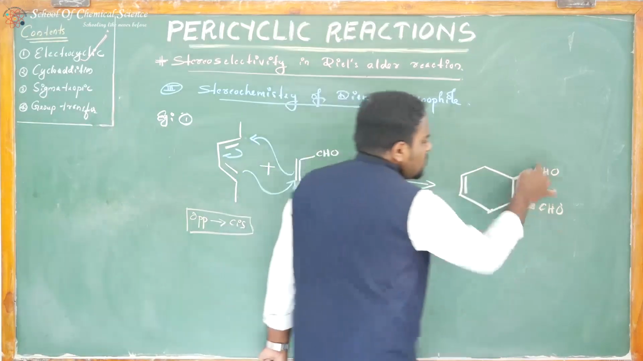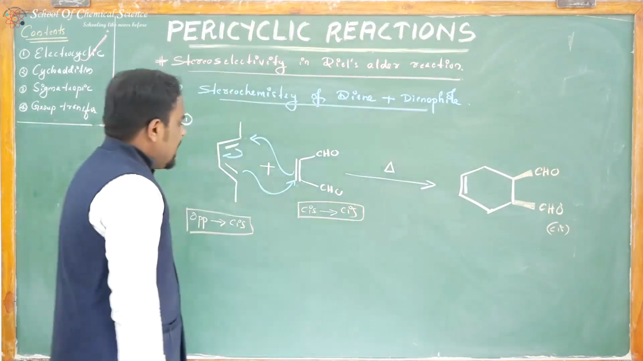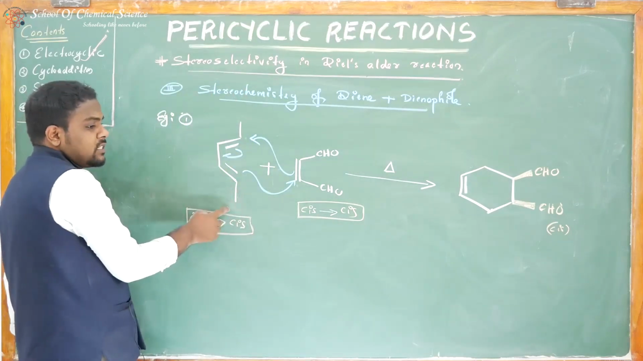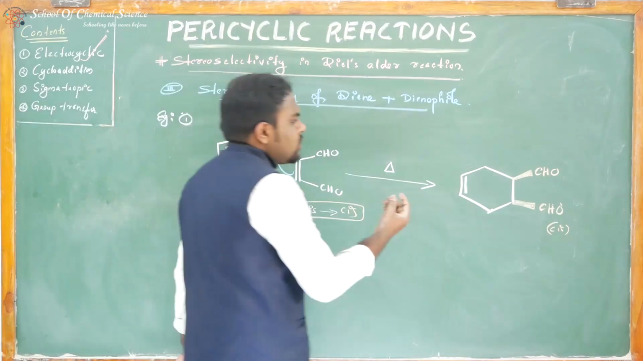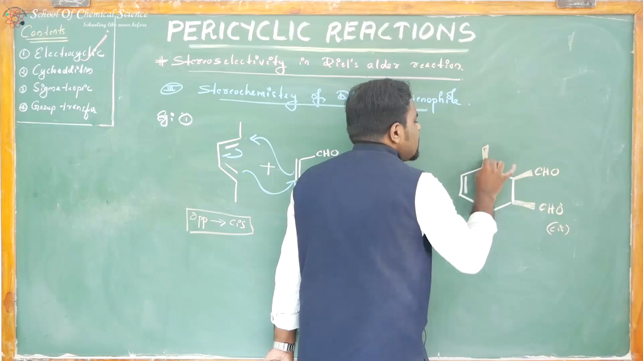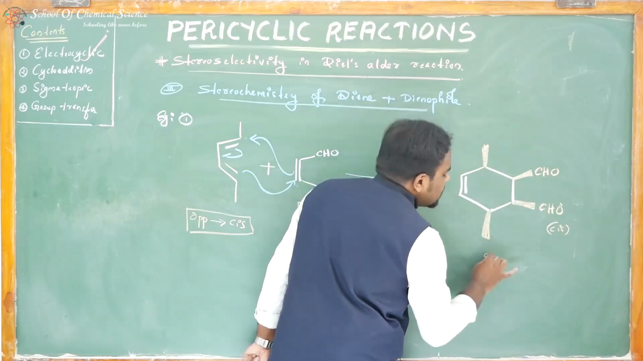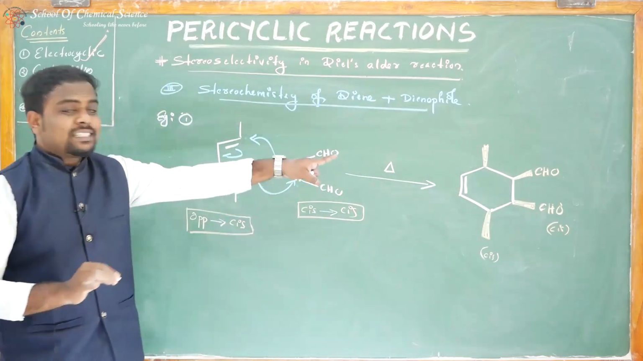Okay. So these two are on same plane means cis. Okay. Here also two substituents opposite side. That means they are also cis. That means two methyl groups are on same plane. These two methyl groups are also cis. So that is the product.